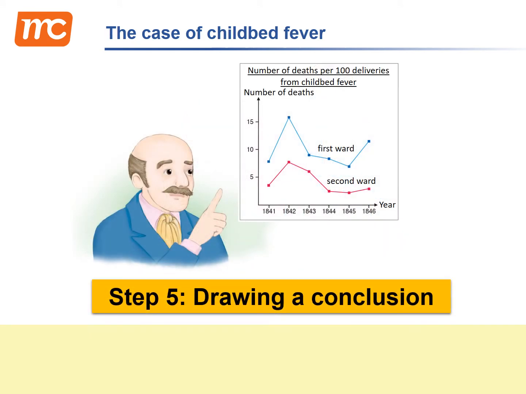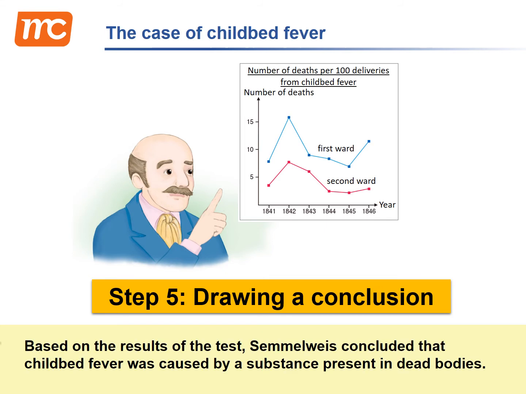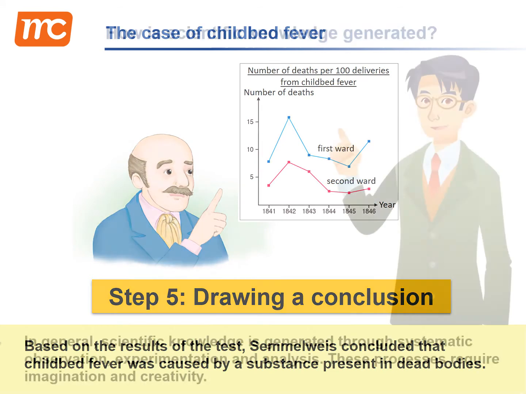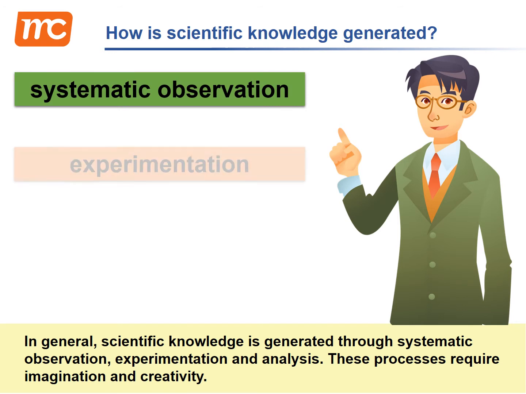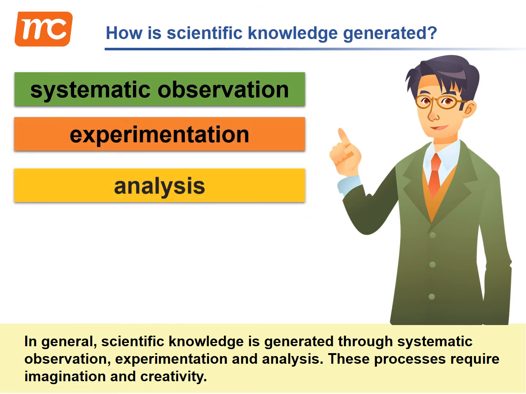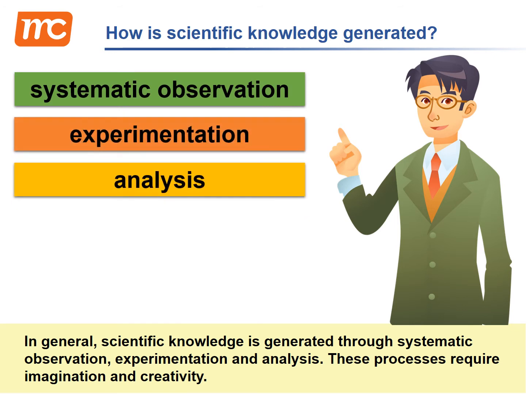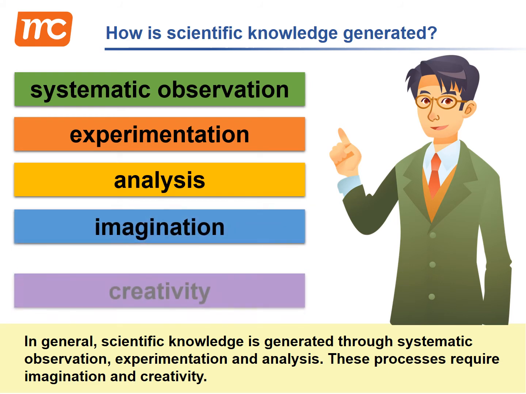Step 5. Drawing a conclusion. Based on the results of the test, Semmelweis concluded that childbed fever was caused by a substance present in dead bodies. In general, scientific knowledge is generated through systematic observation, experimentation and analysis. These processes require imagination and creativity.